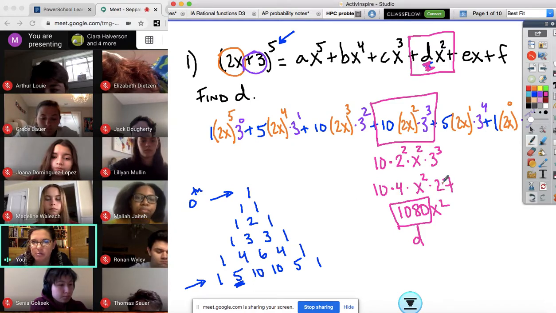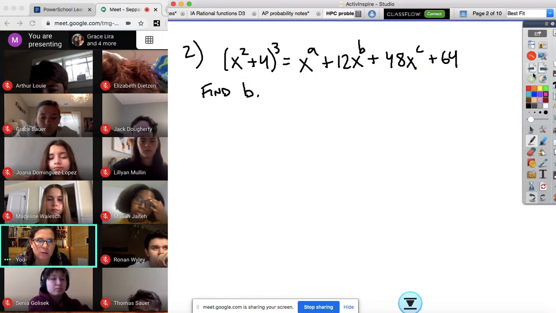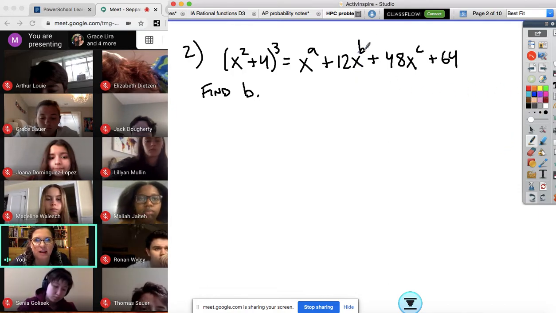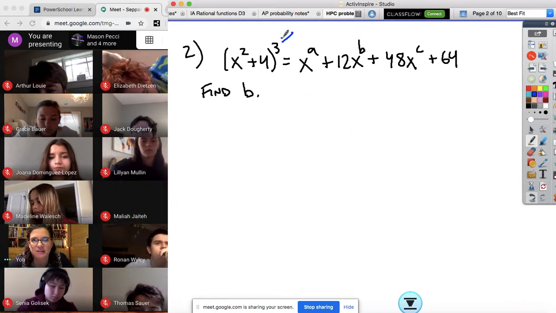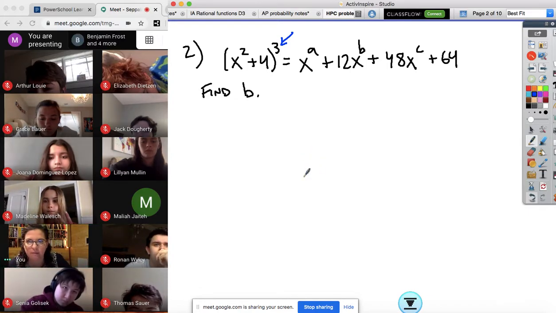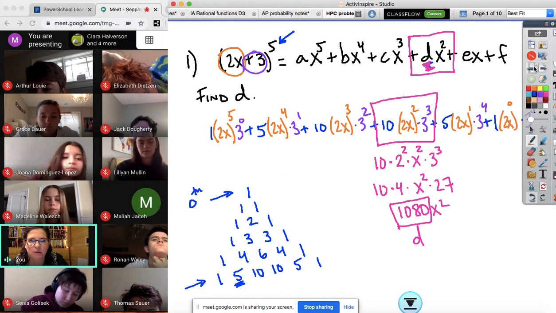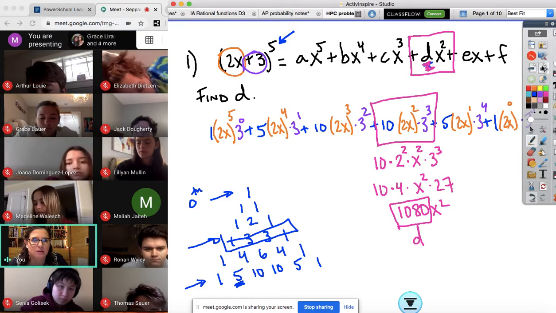Any questions with that one before I go on to the next one? Okay, here's number 2. This time we're finding b. The exponent on this term is all I need to figure out. Now, this is a 3, so that tells me what row I'm going into. Yep, third row. The coefficients from the third row are right here, 1, 3, 3, 1. So I'm going to write those out.